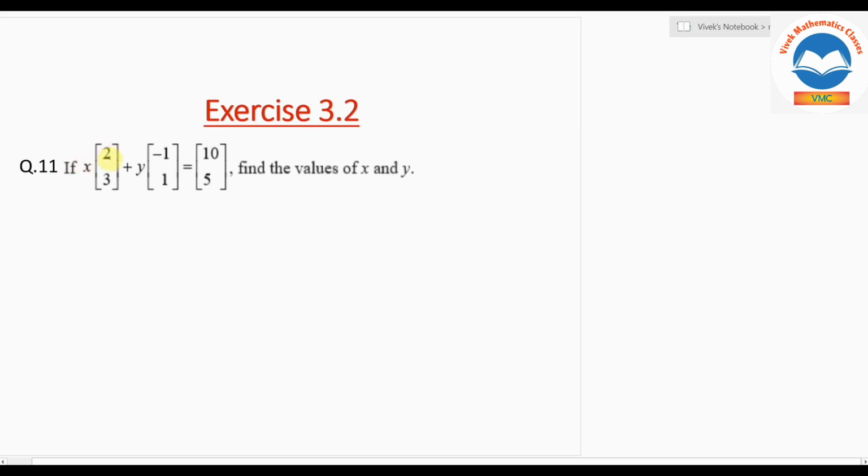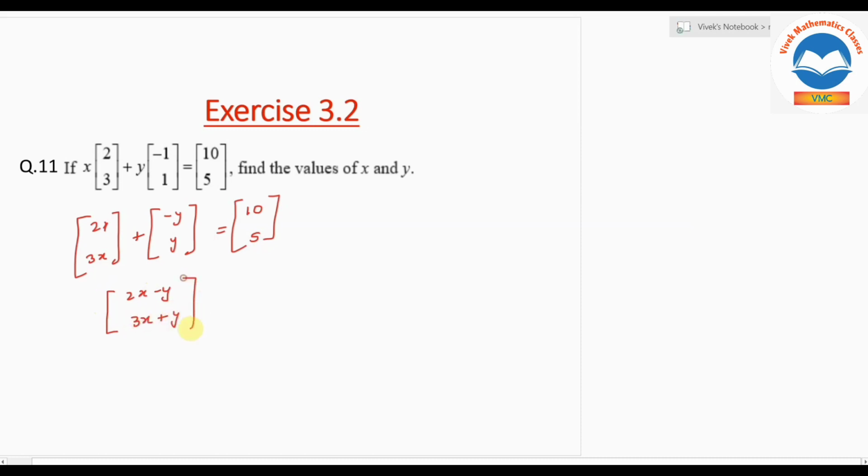Okay. So in this question, what have they given? x into this matrix plus y into this one equals some other matrix. So we will apply the rule. If you multiply here by x, what will we get? 2x and here 3x. This will be our first matrix. To this you have to add minus y and here y. And this will be equal to 10, 5. So we add these. What do we get here? 2x minus y and here 3x plus y. And this will be equal to 10 and 5.